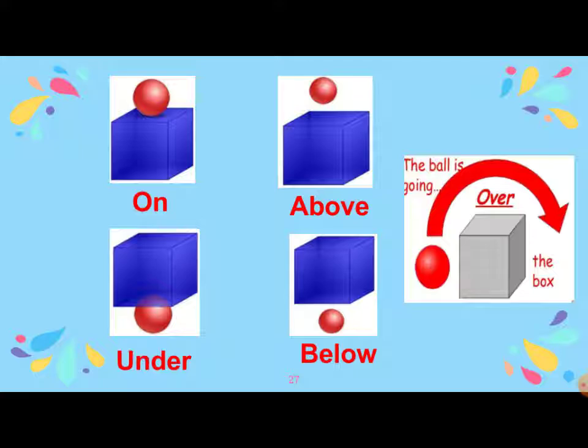Over. Over means something passing through. When something is passing through from the top, we use over. The ball is going over the box. It is not standing still on the top. When it is standing still on the top, we will use above. But if it is passing through, then you have to use over. Okay? Let's move on to the next exercise.